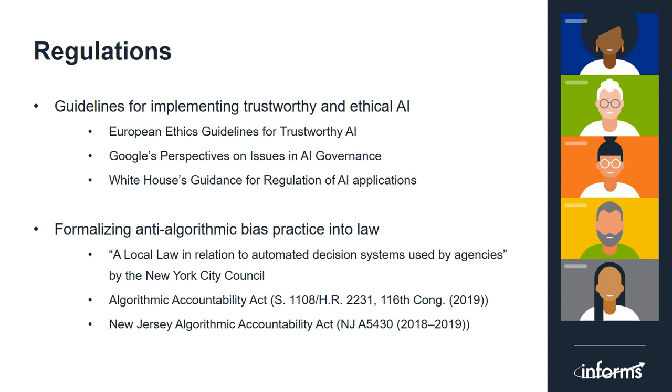These guidelines recognize the importance of identifying and mitigating algorithmic bias, and some provide practical advice on how to design fairness-aware algorithms. There have also been attempts to formalize anti-algorithmic bias practice into law, and here are some examples of such attempts. The New York City Council passed a local law in relation to automated decision systems used by agencies. It requires the creation of a task force to monitor agency automated decision systems and provide recommendations. There are also federal level and state level bills that have been put forward to address concerns about the accuracy, fairness, and security of algorithms.